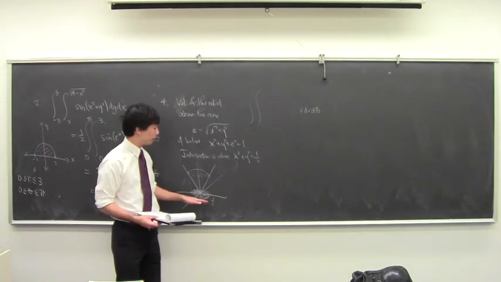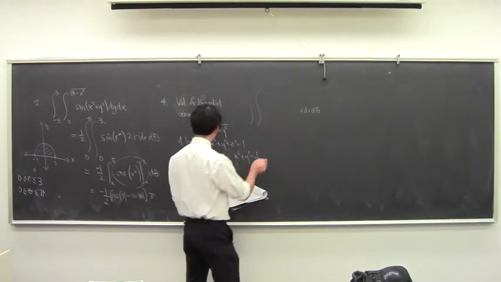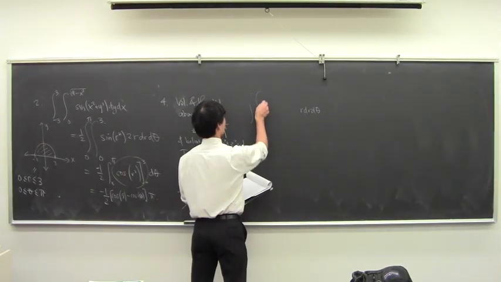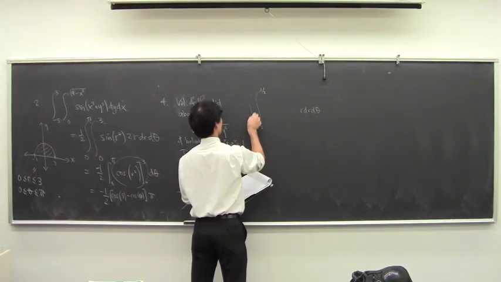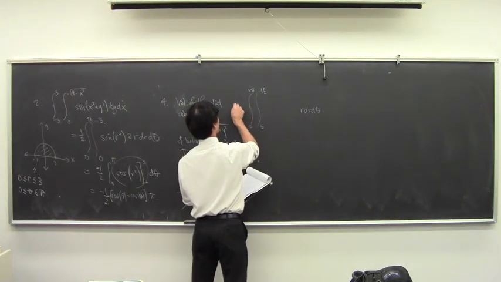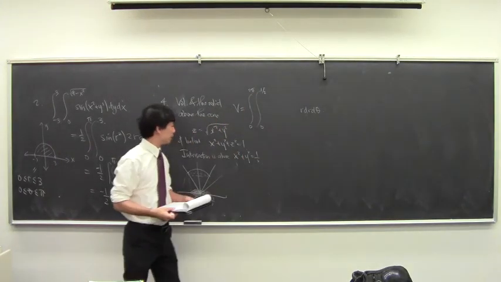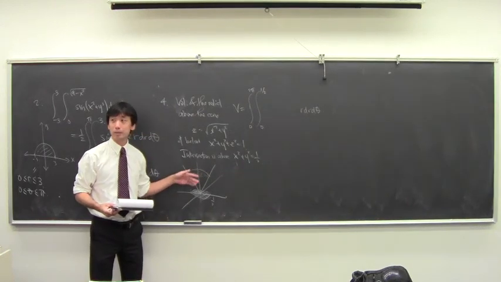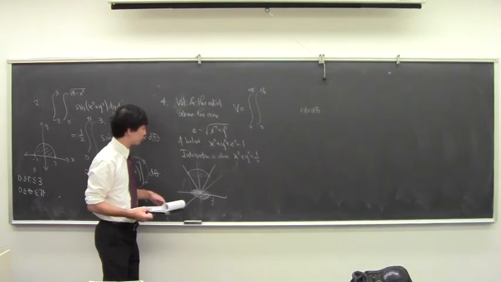So what's the domain? Well, you see r goes from 0 to a half, and θ goes from 0 to 2π, right? And then you take the top guy minus the bottom guy. So what should it be?